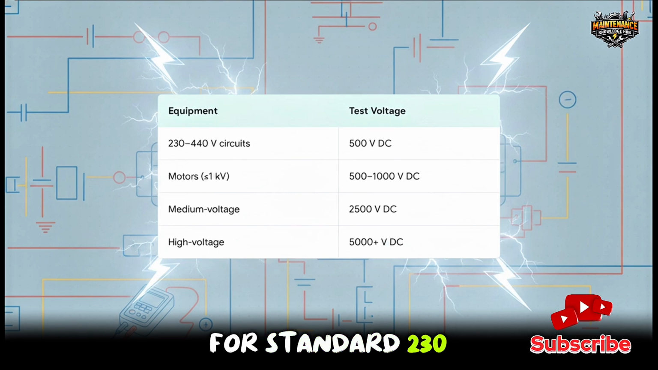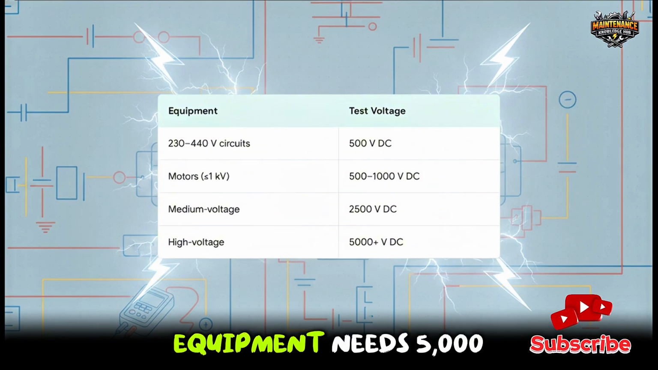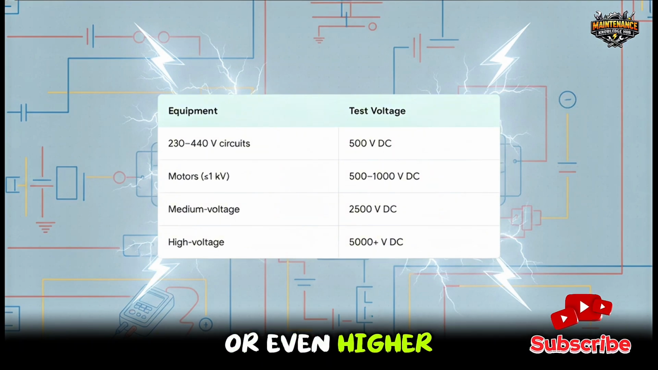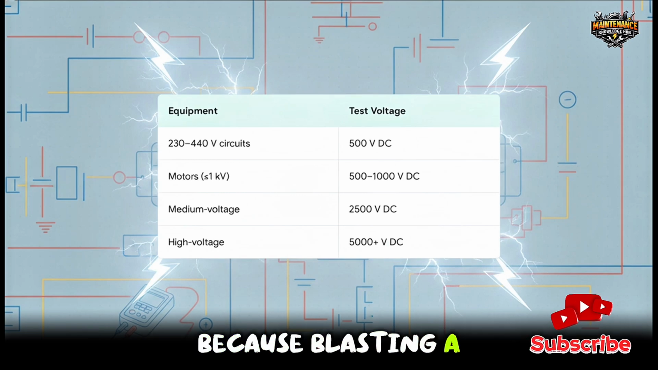For standard 230 to 440 volt circuits, you use 500 volts DC. Low voltage motors under 1 kilovolt get 500 to 1000 volts. Medium voltage equipment requires 2500 volts, and high voltage equipment needs 5000 volts or even higher. You should always follow the manufacturer-specific procedures here, guys, because blasting a sensitive control circuit with 5000 volts will instantly destroy it.